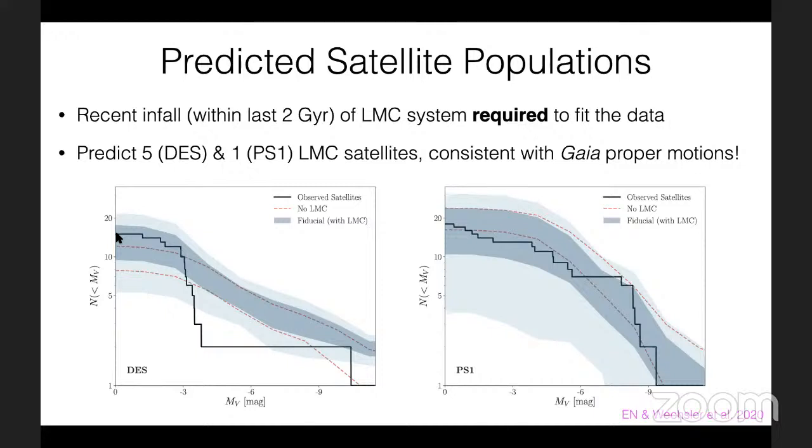Another way of saying this is that we've statistically derived evidence for the existence of Large Magellanic Cloud satellites. And in fact, the really encouraging thing is that the number of LMC satellites that our model predicts is consistent with proper motion measurements from Gaia, which have been used to check on a system by system basis in the DES footprint which of those are likely to be associated with the LMC.